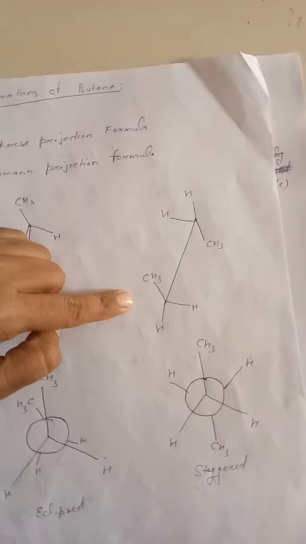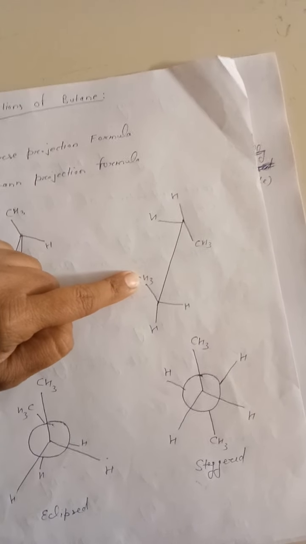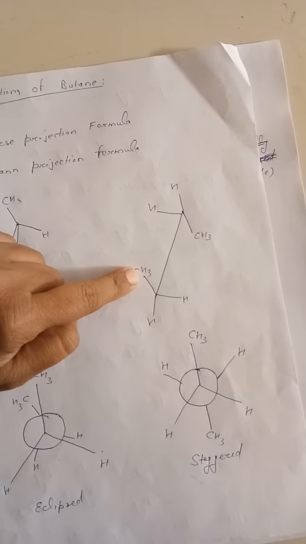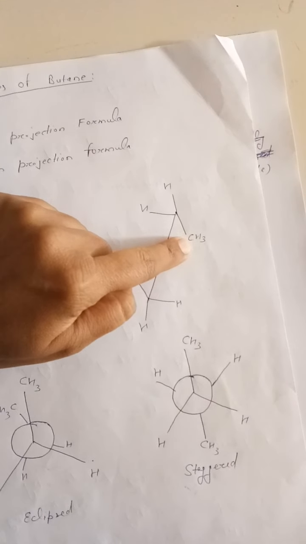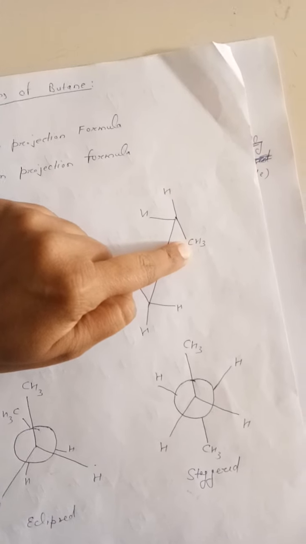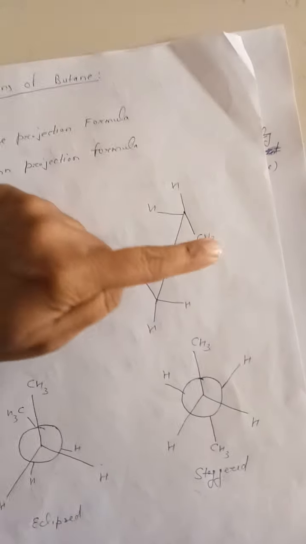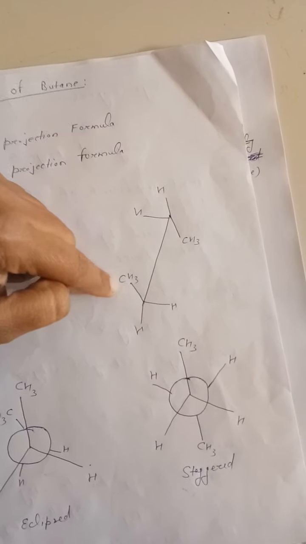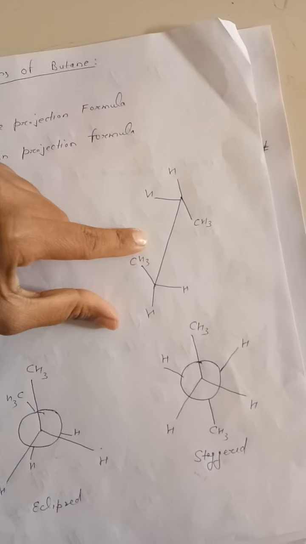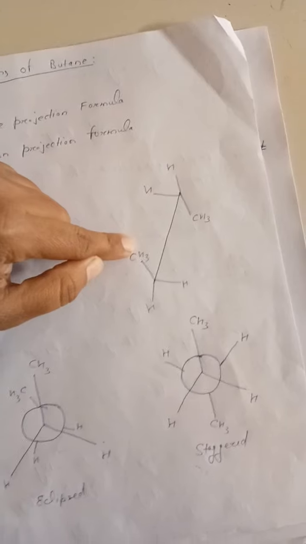Next, in this case, one CH3, the bulky group, on the front carbon is exactly at the anti position to the methyl group on the rear carbon or back carbon. Means these are diagonally opposite to each other, or at maximum distance from each other. So this will be the staggered conformation, and this conformation will be more stable.